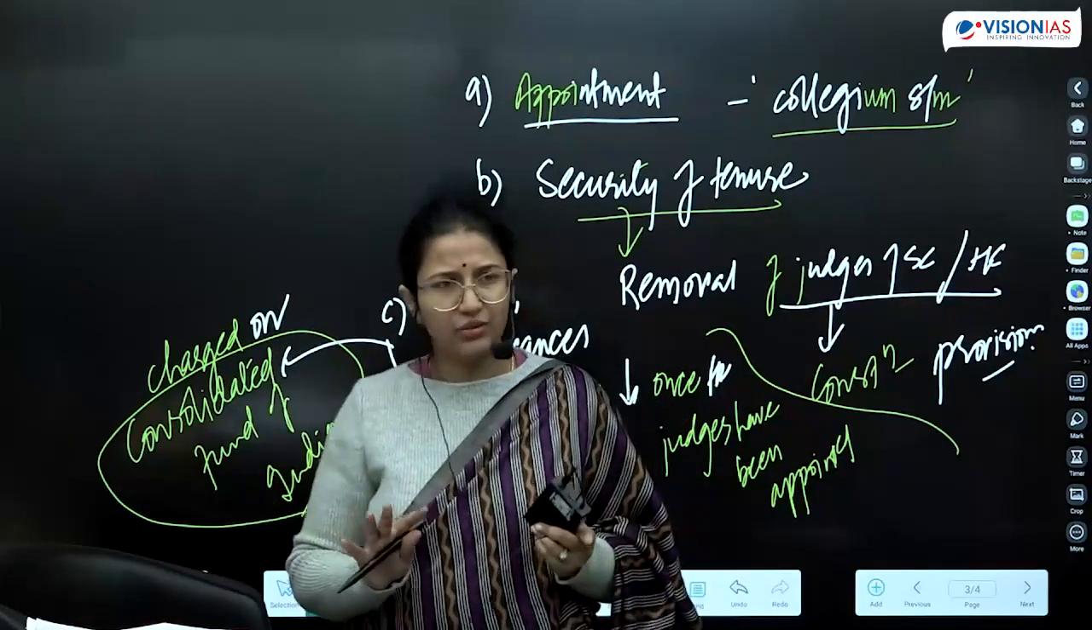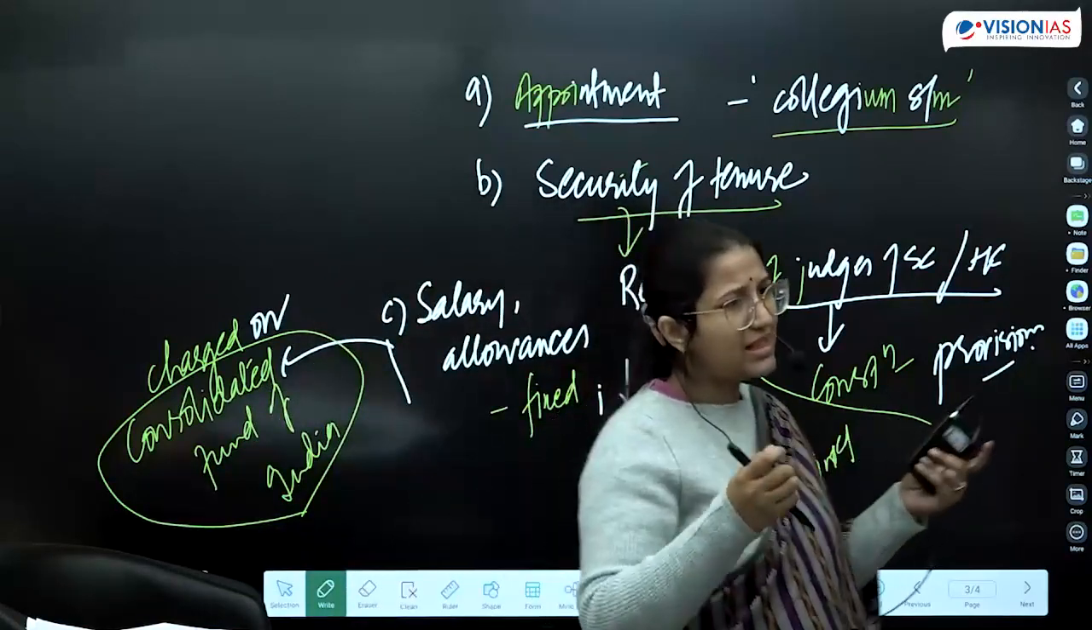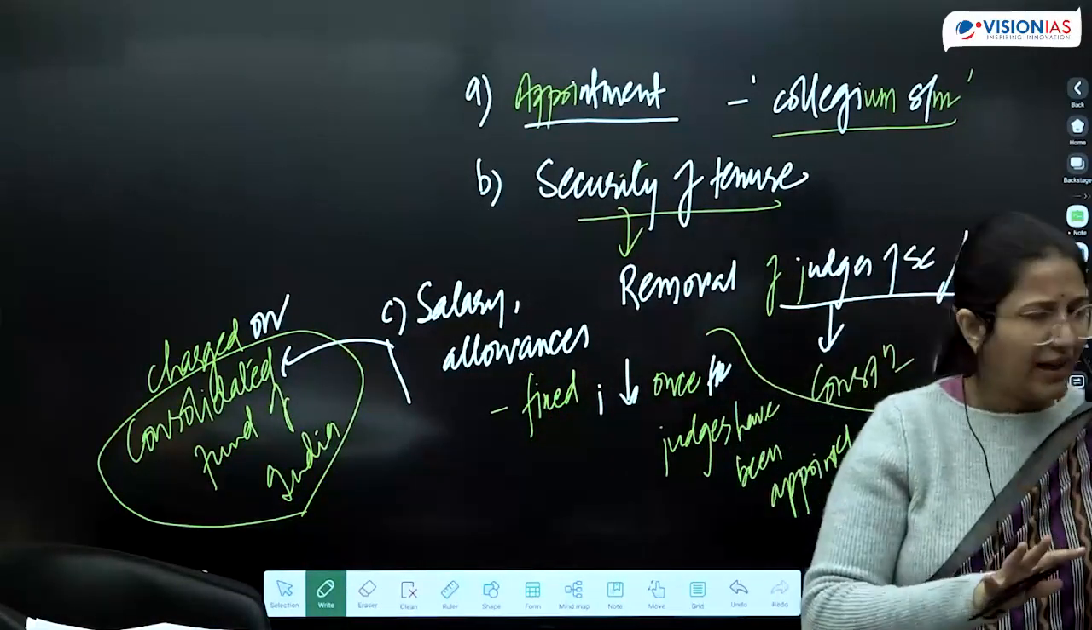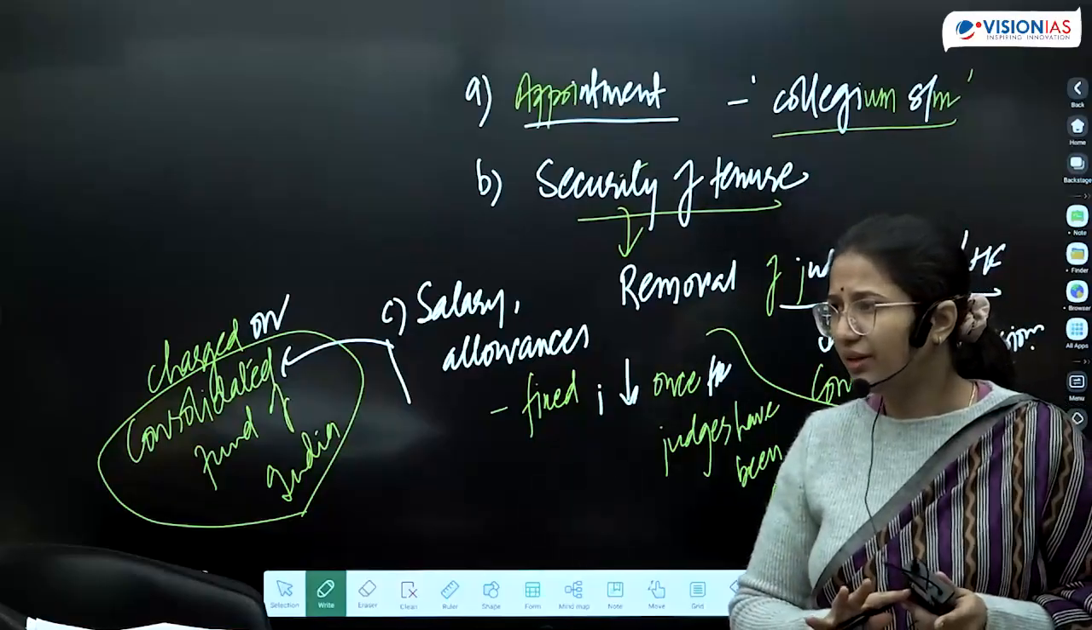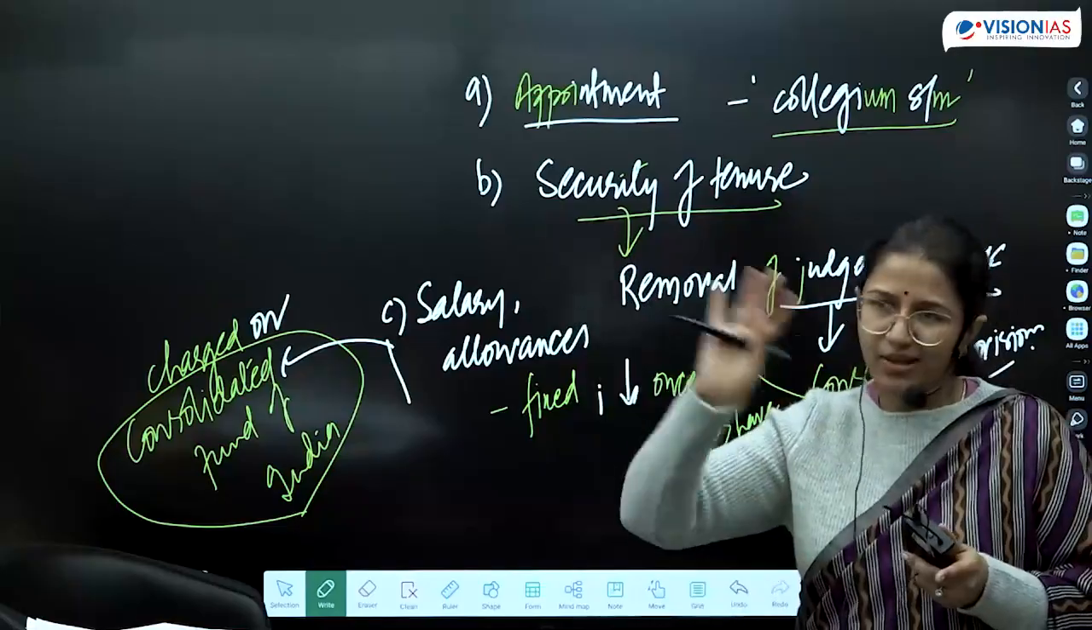There is one fund which has been created in which all the money coming from the people is put in, and that is the Consolidated Fund of India. So this is the fund through which the government is going to meet its expenses.